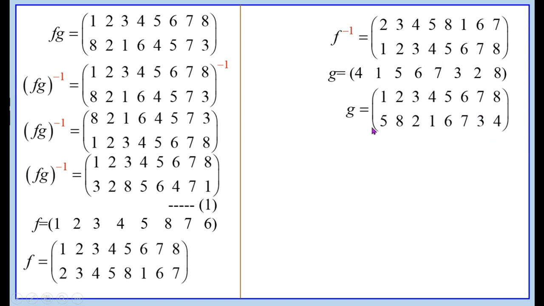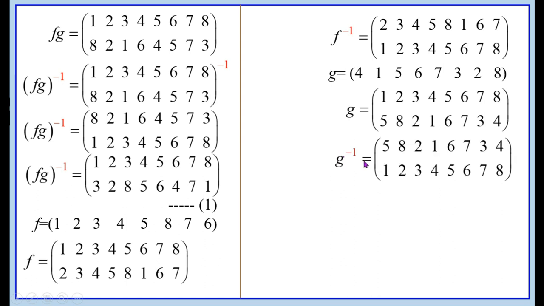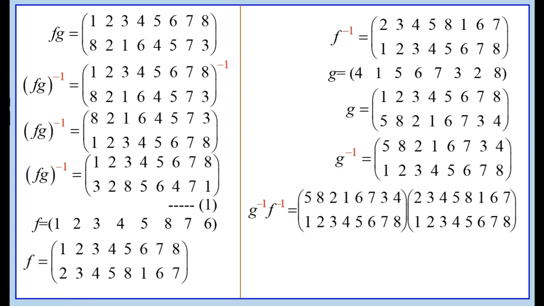Yes. Now we have to write its inverse. For that, we are going to interchange the rows. Therefore, G inverse is equal to the permutation 5, 8, 2, 1, 6, 7, 3, 4 over 1, 2, 3, 4, 5, 6, 7, 8. Now we have to take the product of G inverse and F inverse. We will now take the product of the permutations G inverse into F inverse.